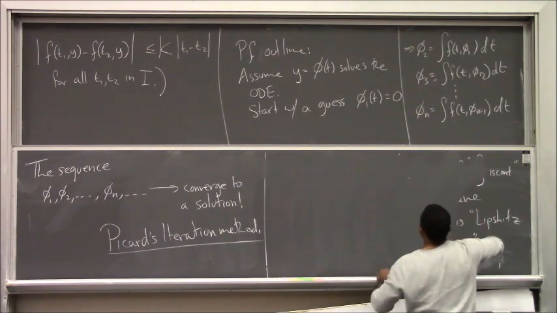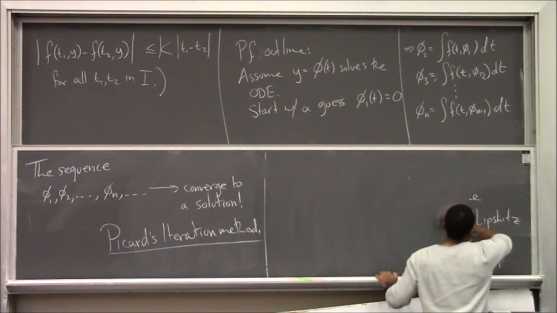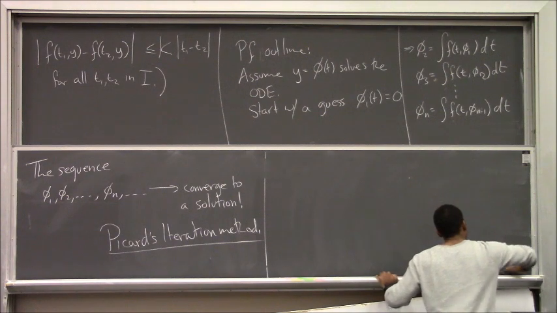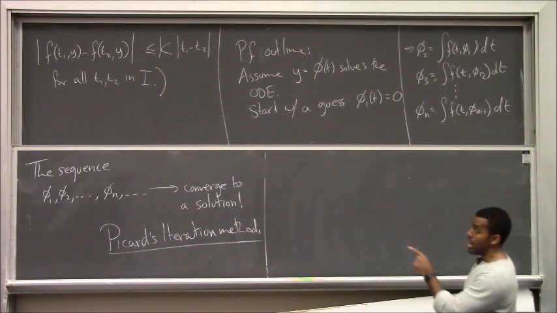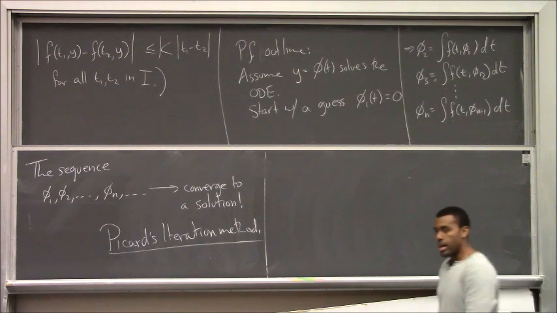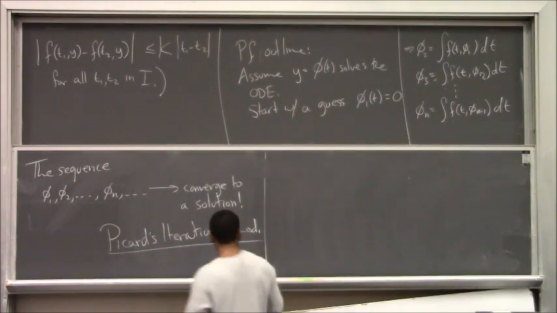Remember, continuous just means the limit as you approach the point equals the value of the function at the point. Differentiable means the derivative limit exists. Lipschitz continuous means that particular inequality holds. I can find a k value so that it holds.